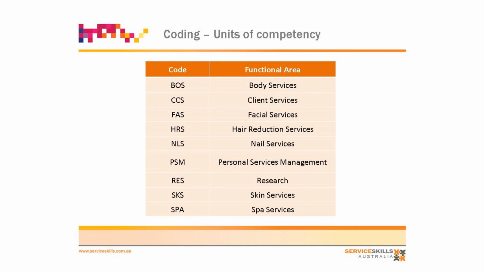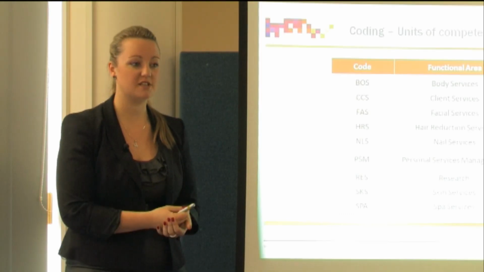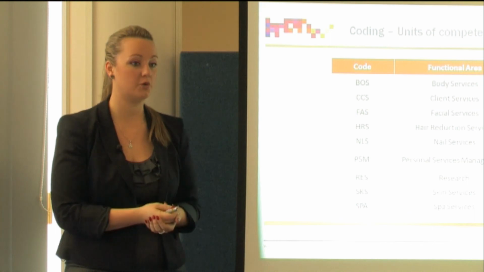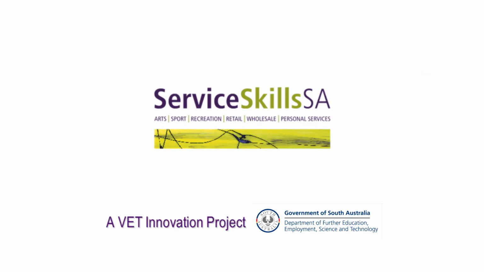And this is our list of functional areas. And I think it's quite self-explanatory. BOS for body services, CCS for client services. You've got your facial services, FAS, hair reduction services, nail services, personal services management are all new functional areas, as well as research. And skin services, and I think spa is the most obvious of them all really, isn't it? So it's quite self-explanatory, and as you see them and start to work with them, you'll identify which competency field they're from.